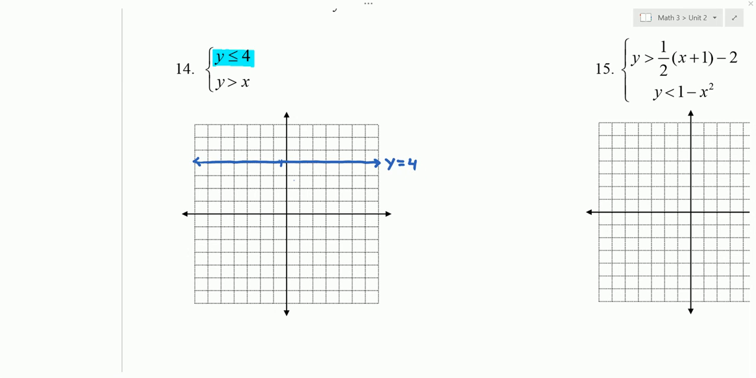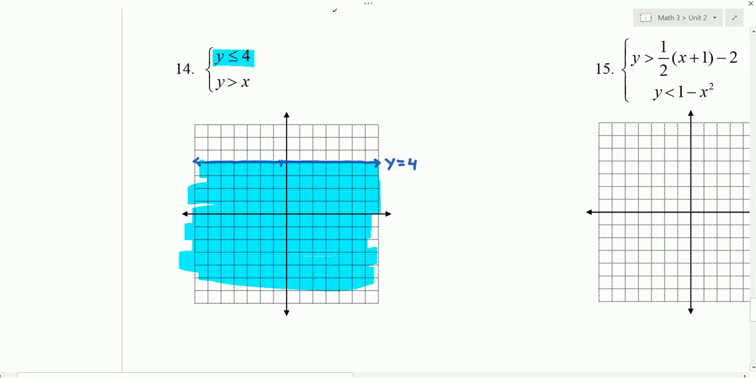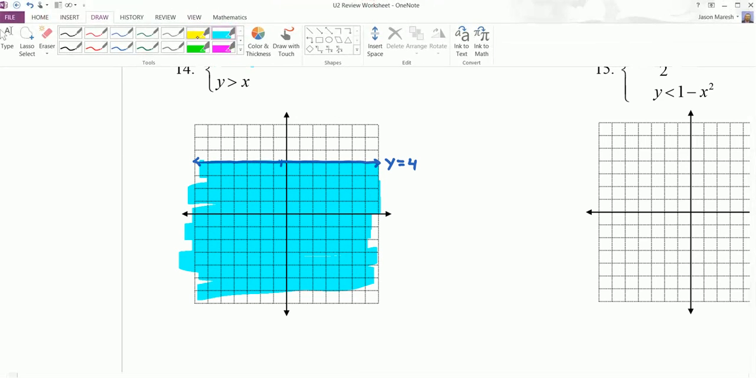But we also want it to be less than 4, so I'm going to shade below. And so the graph of the horizontal line and the shading together make y is less than or equal to 4. Now we have a second one.